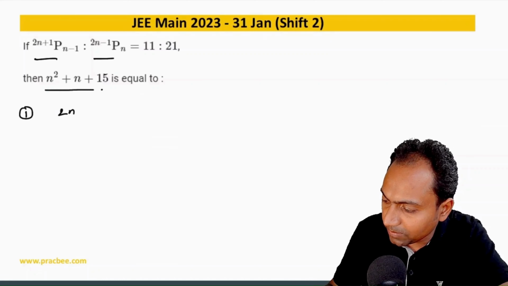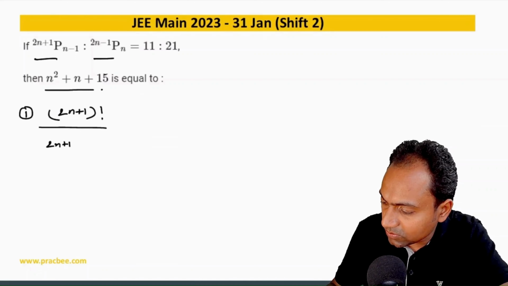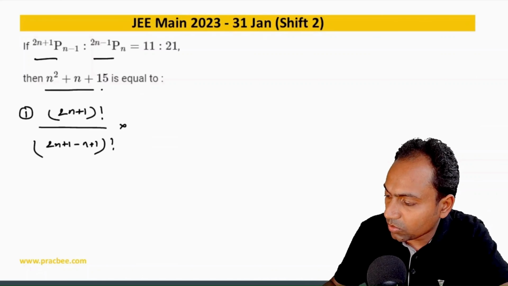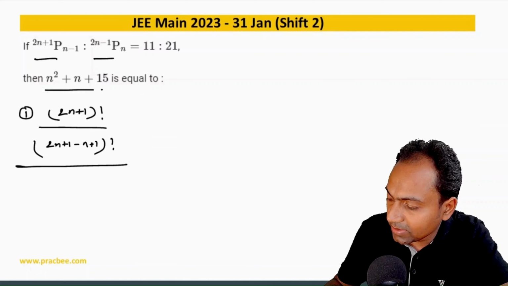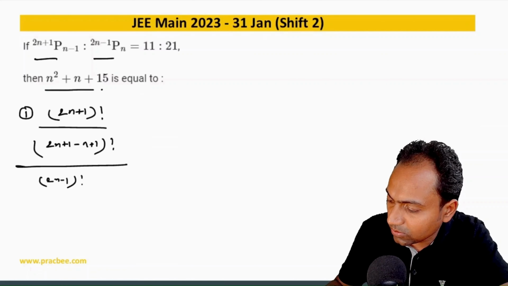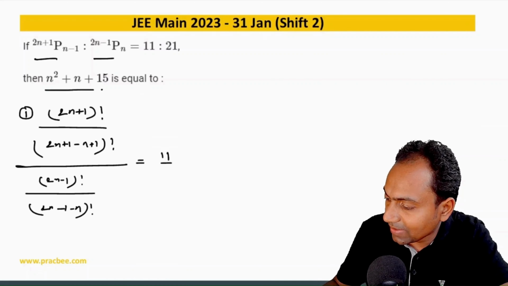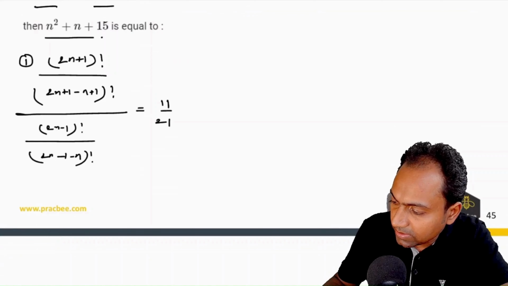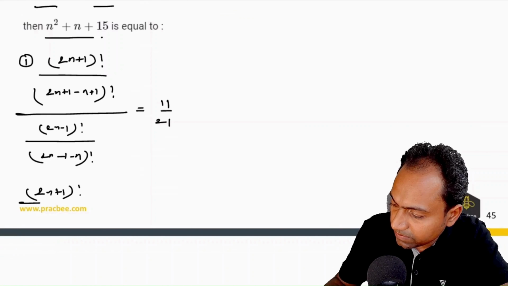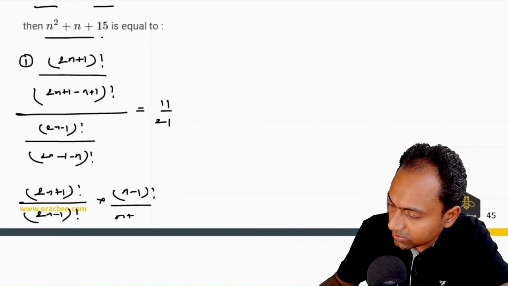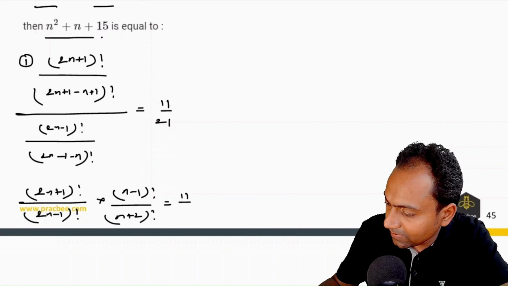So if you write 2n plus 1 P n minus 1, it is 2n plus 1 factorial by 2n plus 1 minus n plus 1 factorial. And then if you divide this by 2n minus 1 P n, it becomes 2n minus 1 factorial by 2n minus 1 minus n factorial is equal to 11 by 21. And now if I simplify this, this can be written as 2n plus 1 factorial by 2n minus 1 factorial and n minus 1 factorial by n plus 2 factorial is equal to 11 by 21.